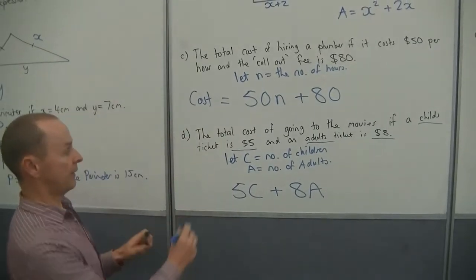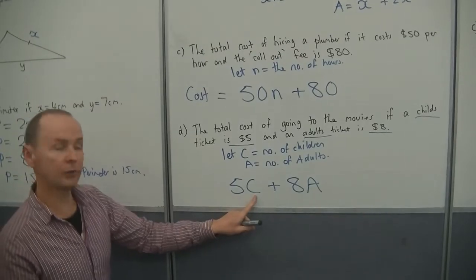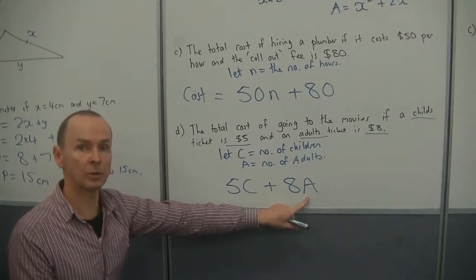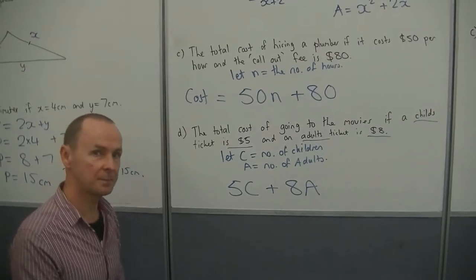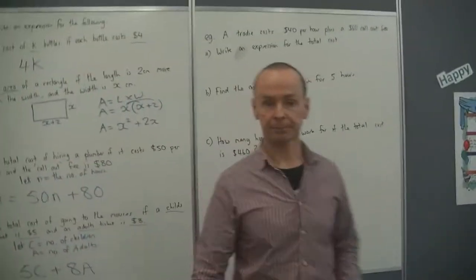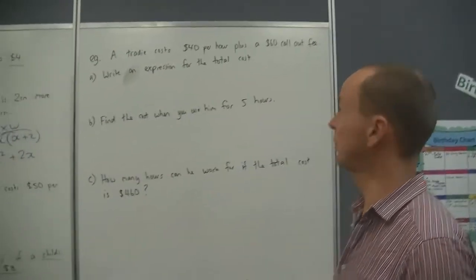And therefore, if you wanted an equation again, you could write cost equals. So the cost is $5 times by the number of kids plus $8 times by the number of adults. So hopefully you can do that, everyone. Good job. Let's do one more example and then it's all up to you. So these are the worded questions you need to think about. Spend a bit of time doing them.